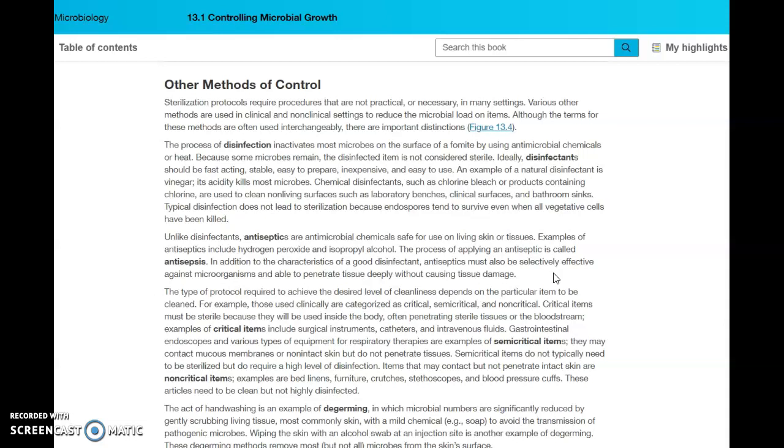The ideal disinfectant needs to be fast acting. We don't want to have to leave it on the surface very long. It has to be stable. We want it to be shelf stable and easy to prepare, so we don't have to go through elaborate preparations. It needs to be cheap. We don't want to have to pay a lot for these disinfectants, and they need to be easy to use. Spray on and wipe off.